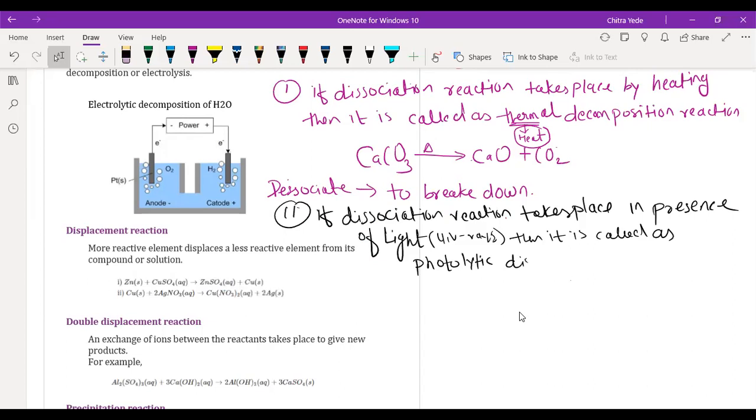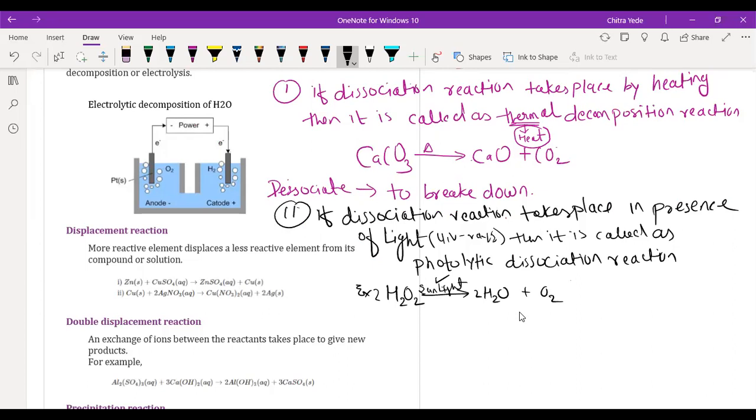Photolytic dissociation reaction. Understood, everybody? Example, as we have understood previously, it is H2O2, hydrogen peroxide. When it dissociates in presence of sunlight, it gives H2O and oxygen gas is released. So this dissociation reaction takes place in presence of light. That is why it is called photolytic dissociation reaction.